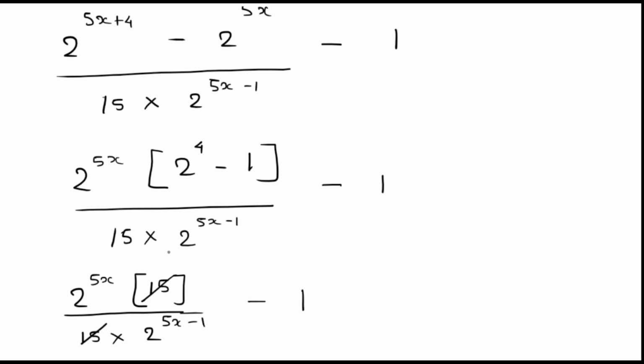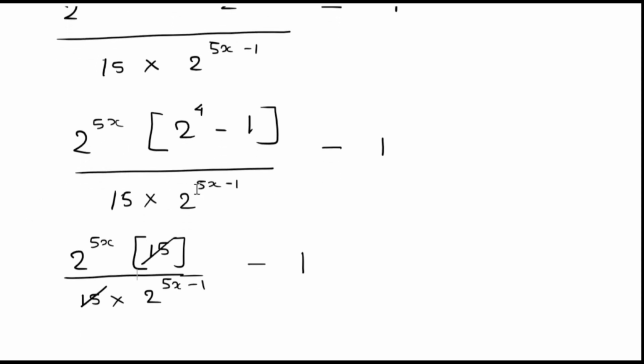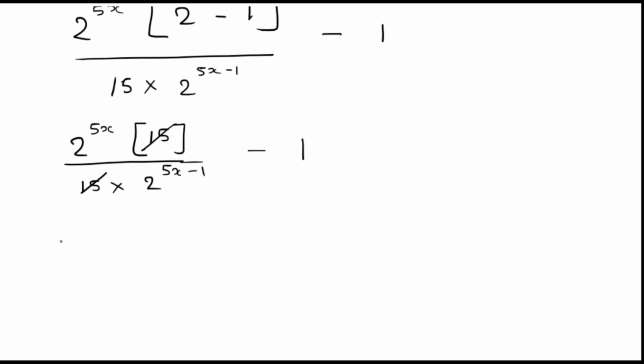15 will get cancelled. So here I am left with 2 to the power 5x. This 2 to the power 5x minus 1 in the denominator, I am bringing it to the numerator. So into 2 to the power, the sign will change in the power. So this will become minus 5x plus 1 and minus 1.